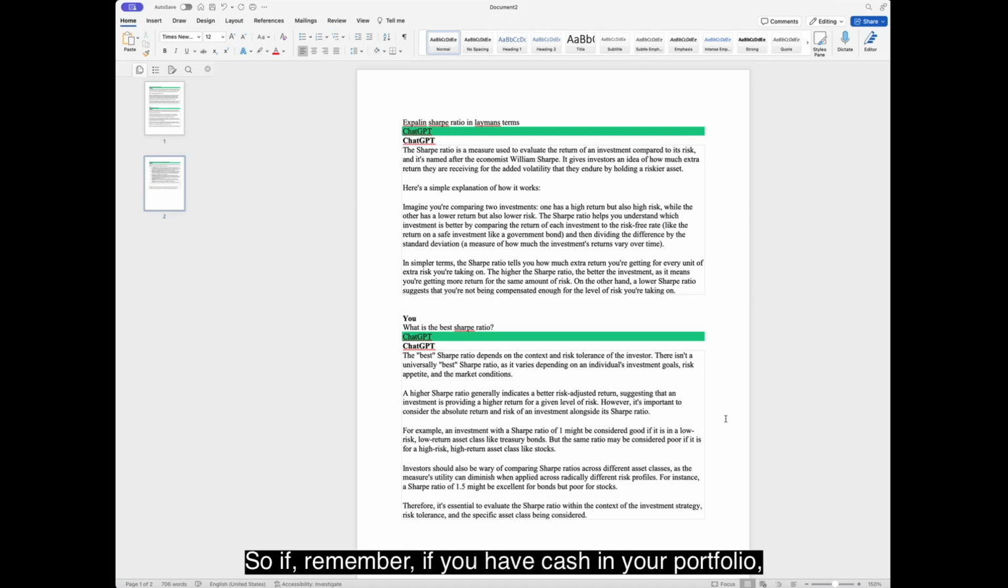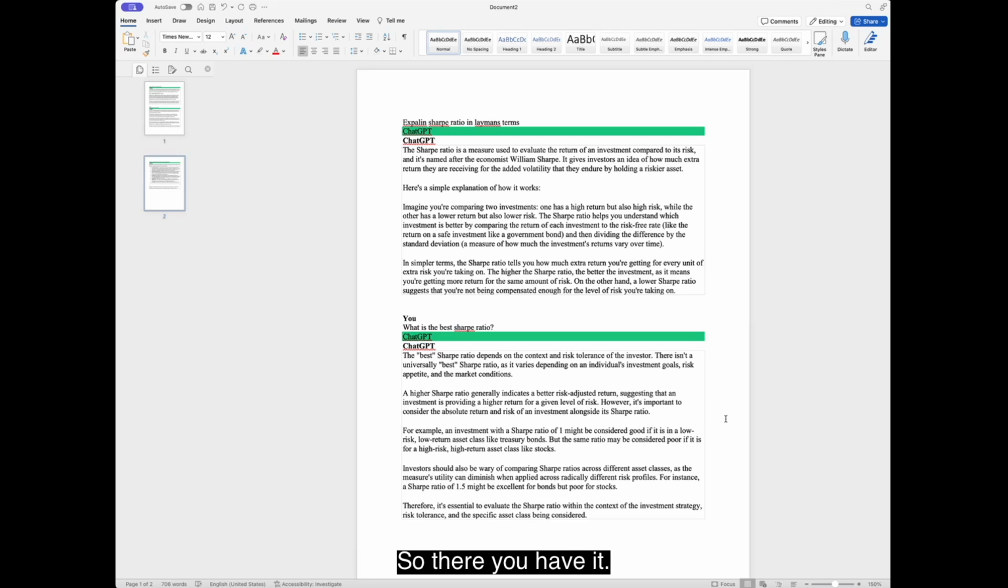So remember, if you have cash in your portfolio, your volatility is going to be very, very small. Now, if you add stocks into your portfolio, that will add another element of volatility. If you add Bitcoin to your portfolio, of course, that will add another level of volatility. So the Sharpe ratio measures how much you are getting compensated for that extra risk. A higher Sharpe ratio means you are getting compensated more for taking that extra risk.